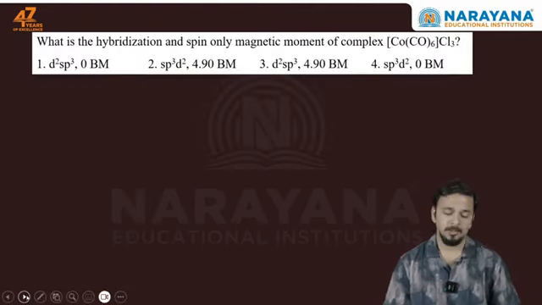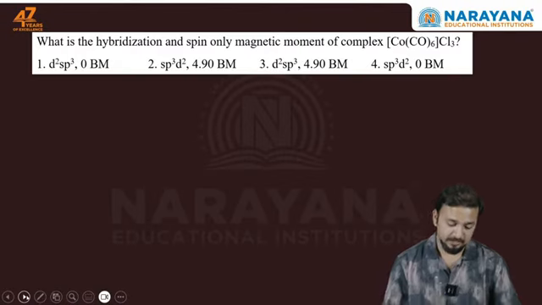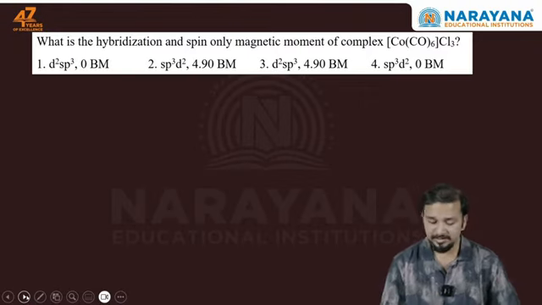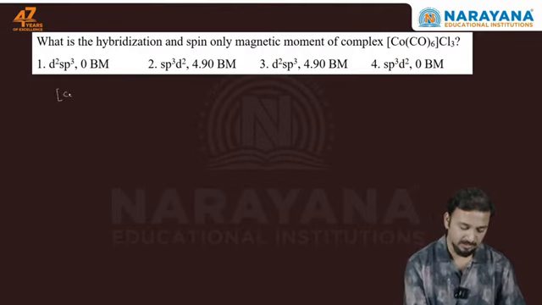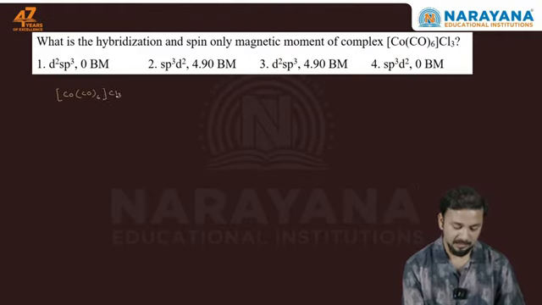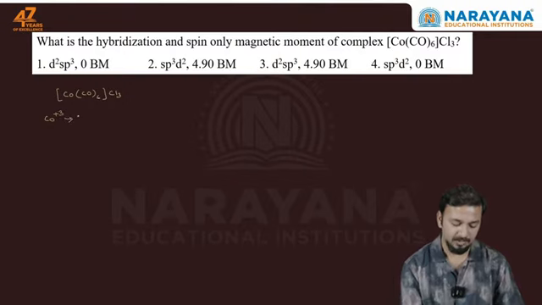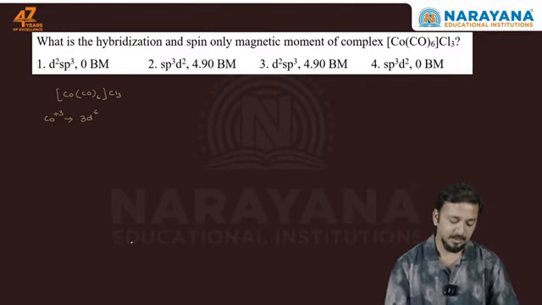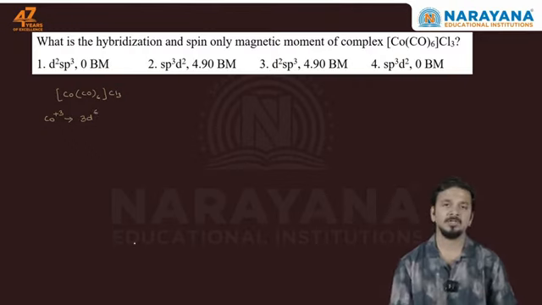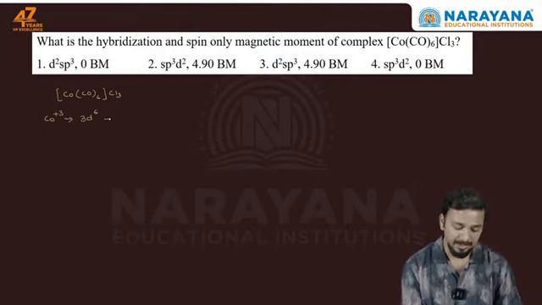This question is from coordination compounds. They're asking what is the hybridization and spin only magnetic moment of complex Co(CO)6Cl3. So in this question, the complex given is cobalt hexacarbonyl chloride, in which cobalt is present in plus 3 oxidation state. In plus 3 oxidation state, the configuration of cobalt will be 3d6. Now, as carbon monoxide is a strong field ligand, there will be pairing of electrons.